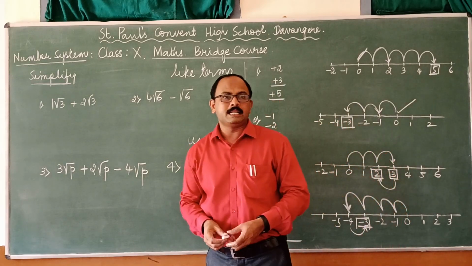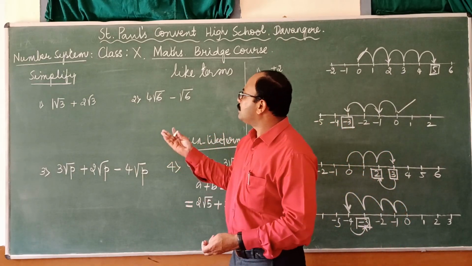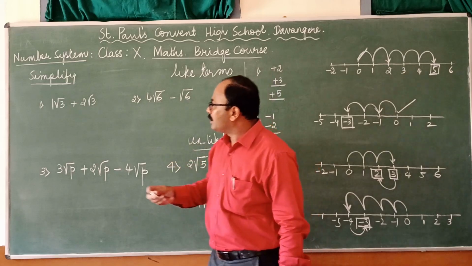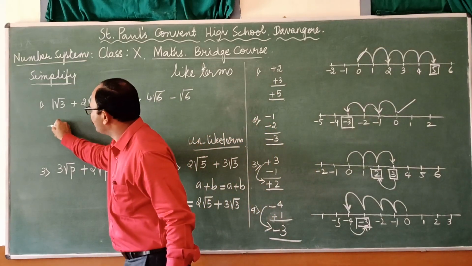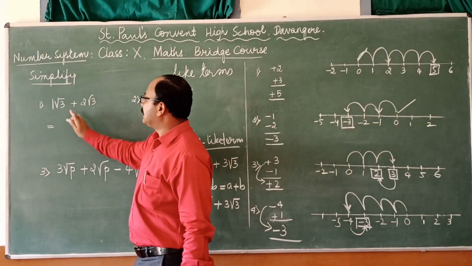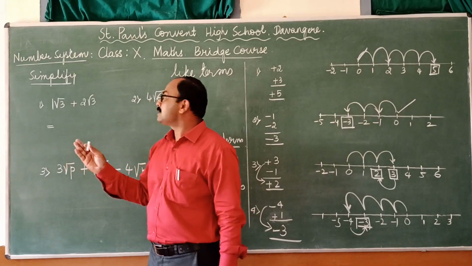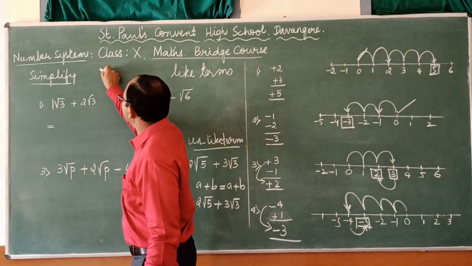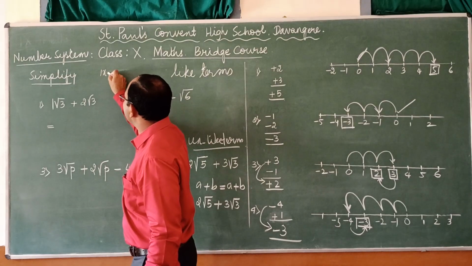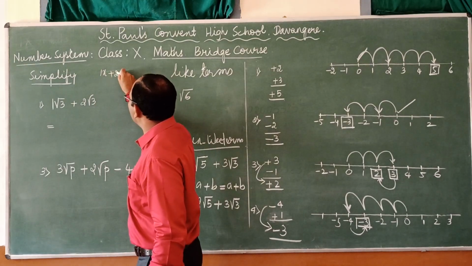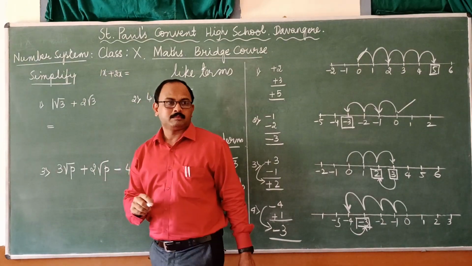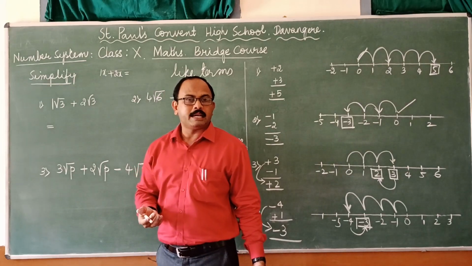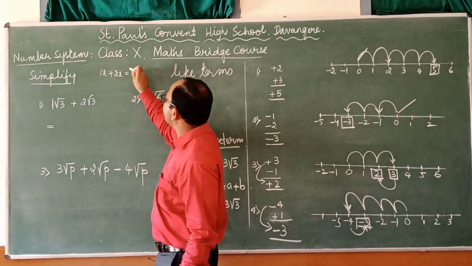Here, it is easy for us to do the addition or subtraction. Now, like terms. Like terms, something like 1x plus 2x. Answer is 3x.